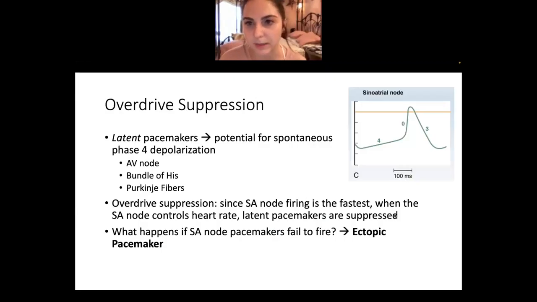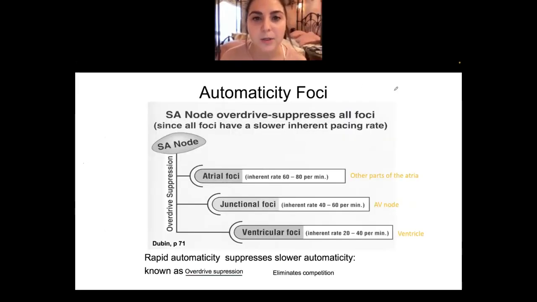I'm sure you guys remember studying this last year. But there's this concept, overdrive suppression: the SA node's the fastest. So the SA node is the pacemaker. It's the one that's controlling the heartbeat. And while it's the pacemaker, the other pacemakers are suppressed. But if the SA node isn't firing, then we have an ectopic pacemaker. So any of the other nodal cells in these other locations can become the new pacemaker. So that's what's known as an automaticity foci.